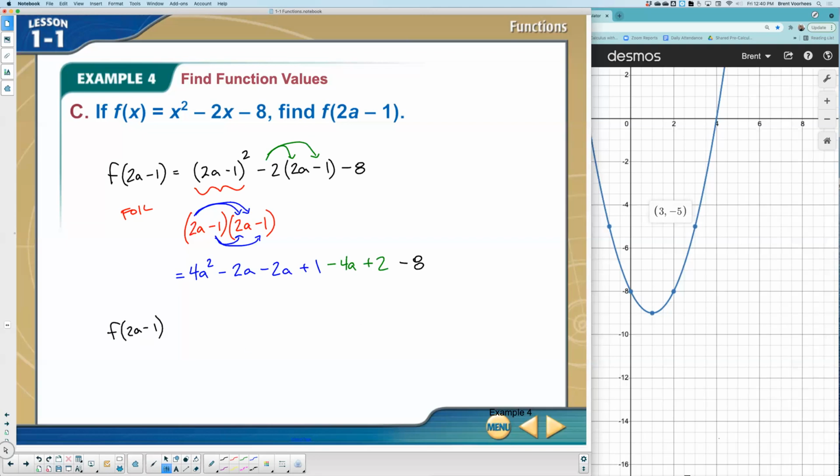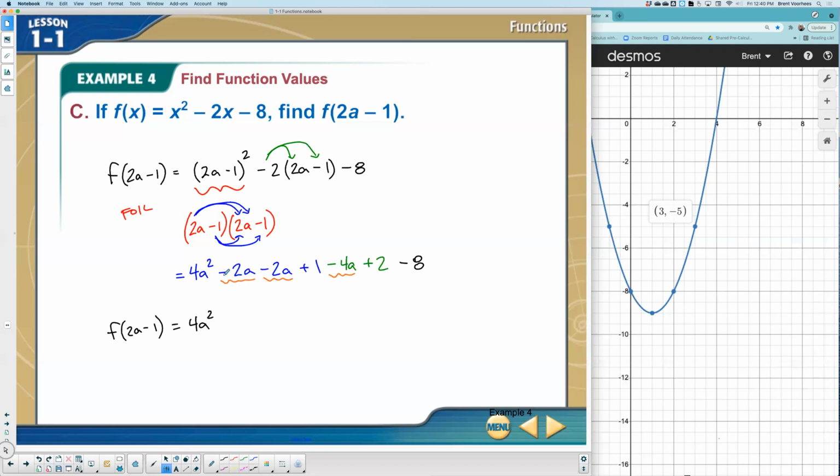f of 2a minus 1 will equal, I only see 4a squared once. Got it. I see I have a couple different a terms here. I have a negative 2a, another negative 2a, and a negative 4a. I like thinking in terms of money. With negatives, that means you owe someone money. And instead of saying a, I'm going to say dollars. I owe someone $2. I owe another person $2. I owe a third person $4. I'm what you call broke.